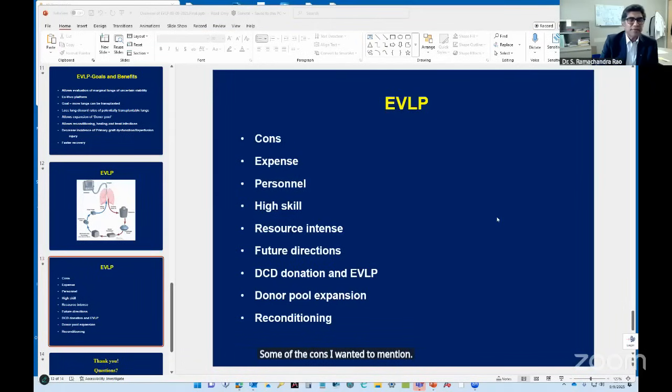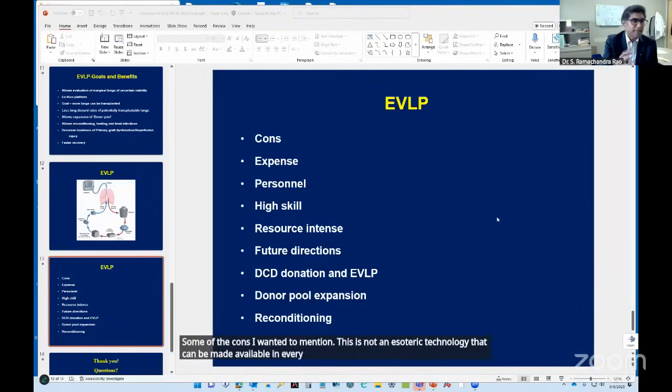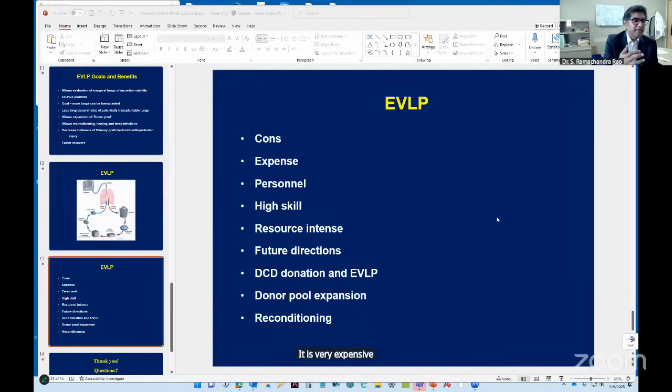This is not an esoteric technology that can be made available in every transplant center. It is very expensive. It takes an extensive amount of training, learning curve, and adequate skill of the personnel. It is a high skill technique. It is very resource intense.